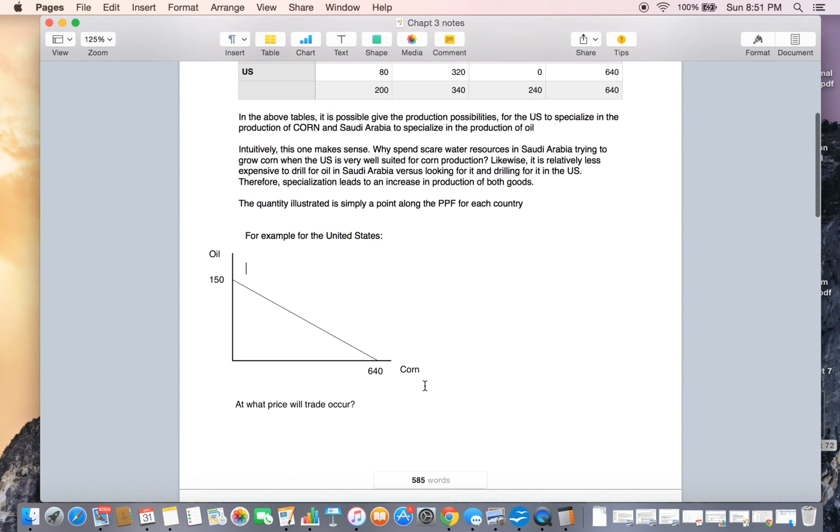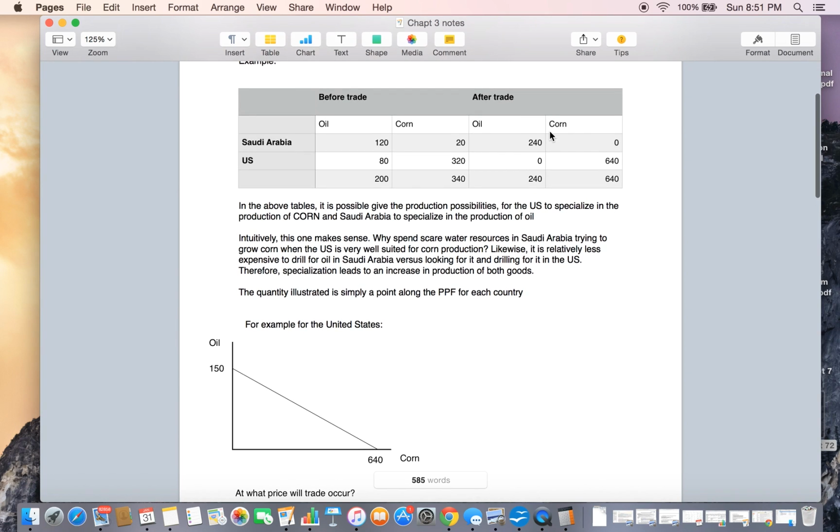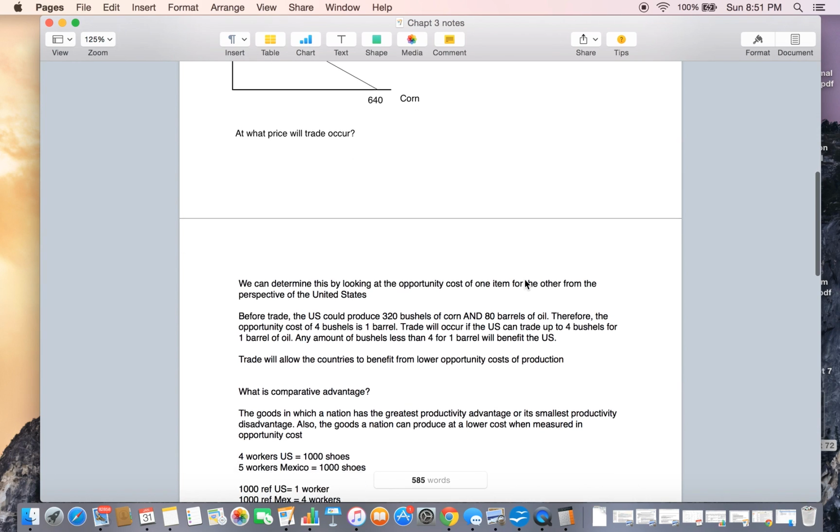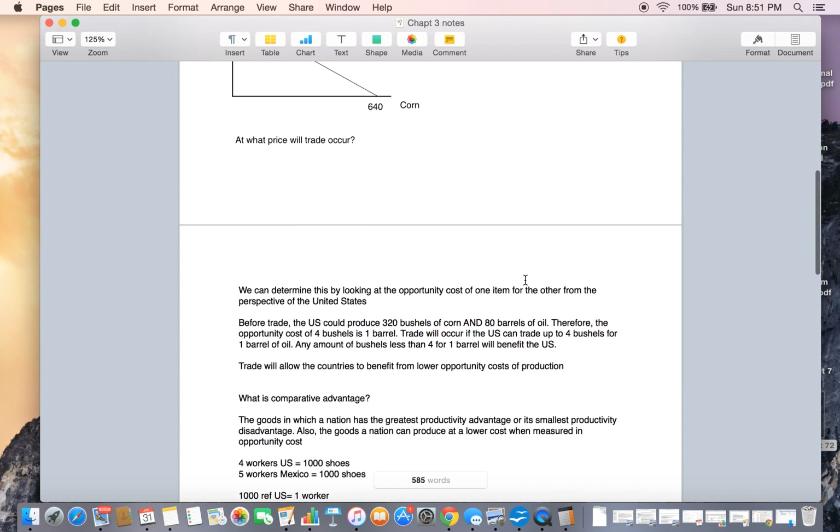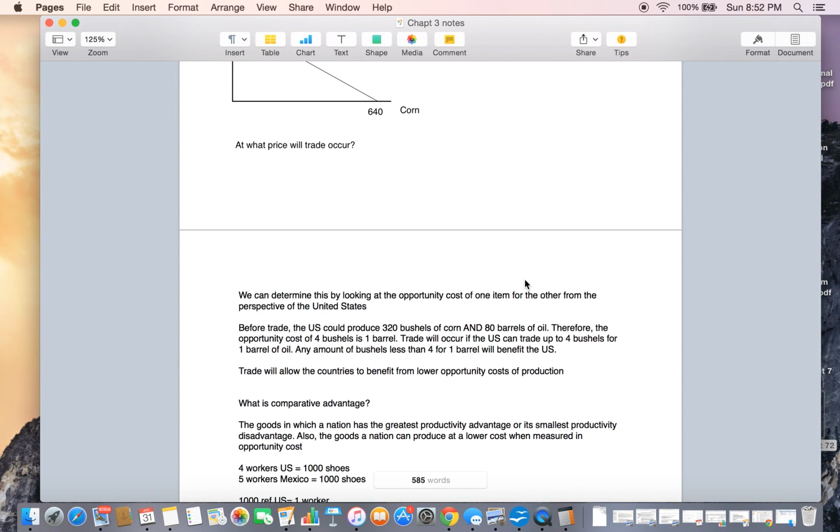So let's take a look at our schedule again. Here, the total amount of corn that is produced is 640 bushels after trade if we're specializing, and the total amount of oil available in this two-country world is 240 barrels. So we can determine the price that would occur by looking at the opportunity cost of one item for the other. Let's look at it from the perspective of the United States.